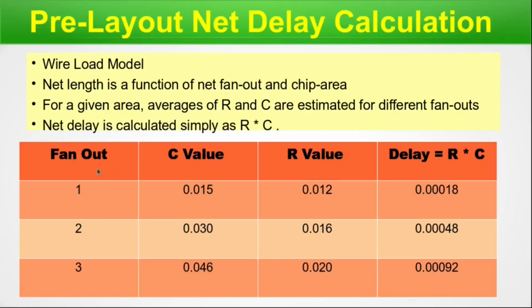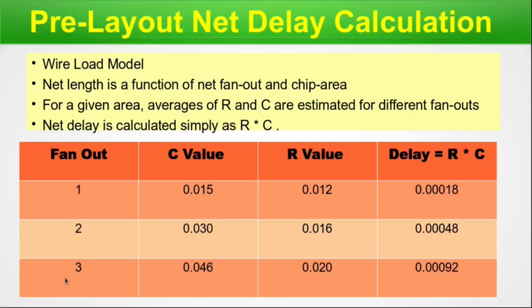Here I have given fan out in the first column, C value in the second column, R value in the third, and finally the product, that is the wire load model, in the fourth column. So delay is equal to R multiplied by C. If the fan out is 1, the C value is 0.015 and the R value comes as 0.012. Now the wire load model predicts the delay as 0.00018. If you multiply these two, you will get this result. Similarly, if the fan out is 2, the C value is 0.030 and the R value is 0.016. If you multiply them, this result, that is 0.00048, will come. So this is the delay in this case.